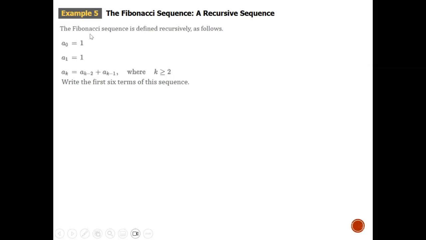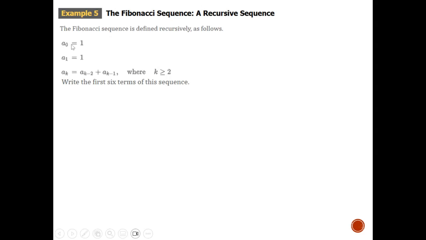Let's try another one, guys. This is called the Fibonacci sequence. It's defined recursively as follows. The Fibonacci sequence is a very important concept that many plants and things in nature follow. And how do we find it? It's going to be amazing because it has a pattern.